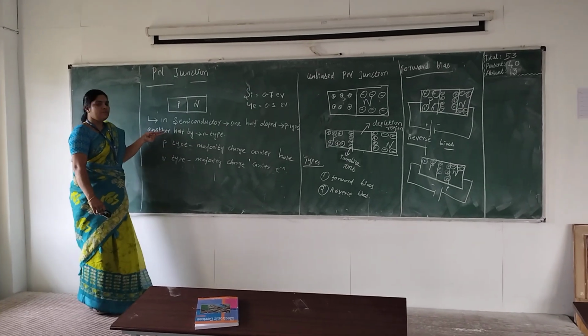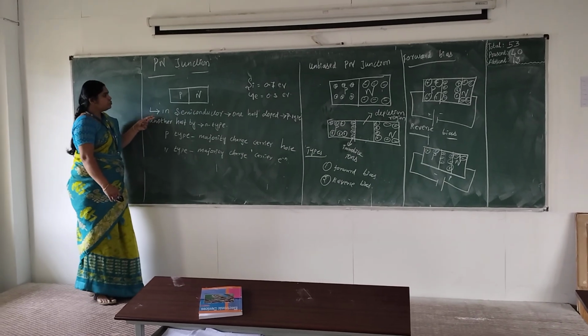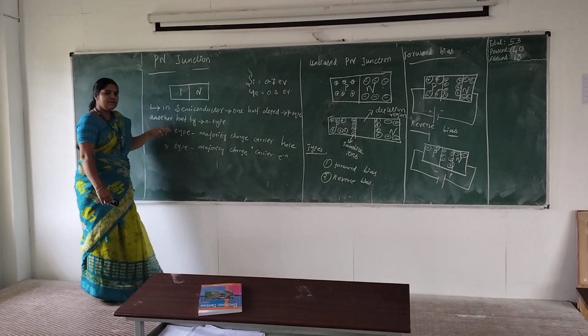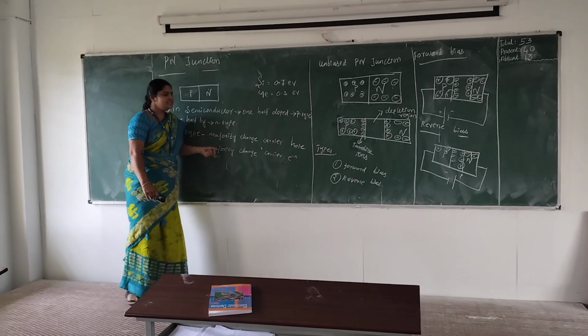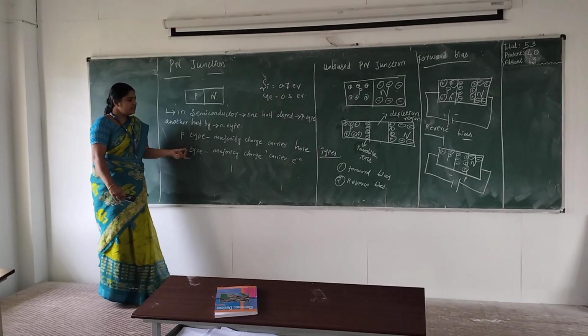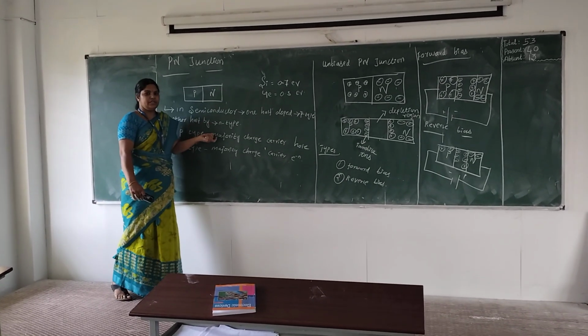Today we discuss the topic of PN junction. Before that, we should know about semiconductor devices. Normally, materials can be categorized into three categories: conductor, semiconductor, and insulator.